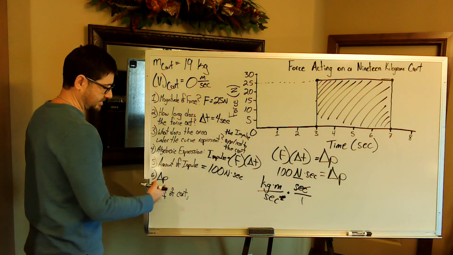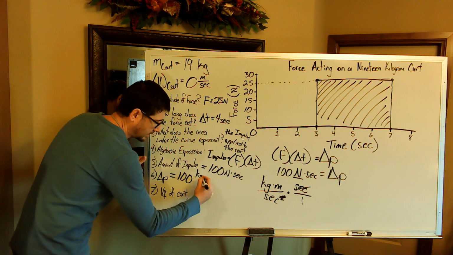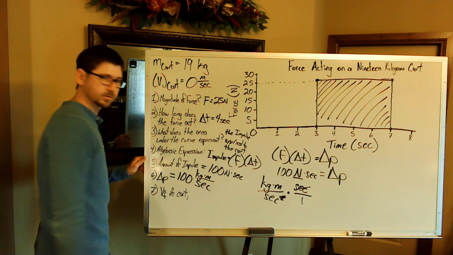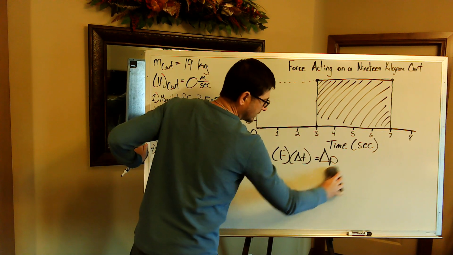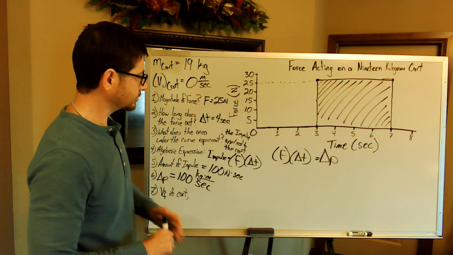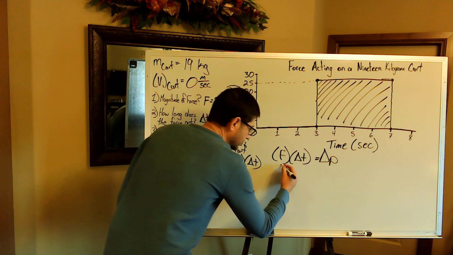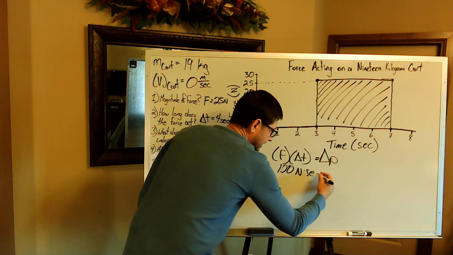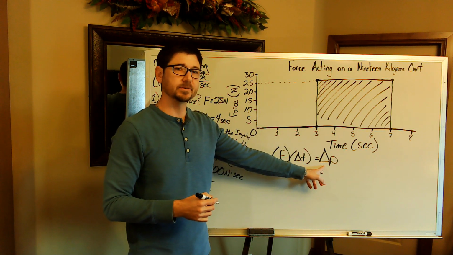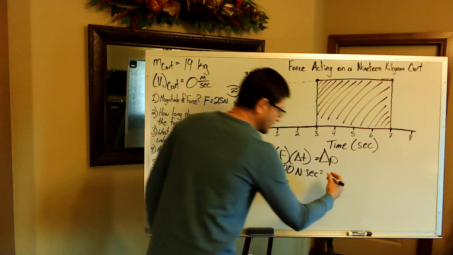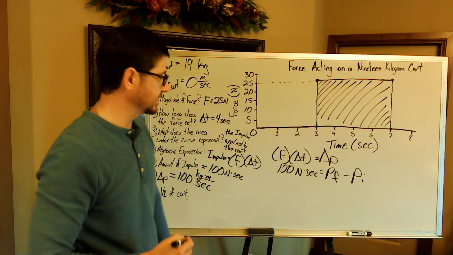So the answer to number 6, the change in momentum of the cart, is equal to 100 kilogram meters per second. Now on number 7, it wants to know what is the final velocity of the cart. Well, right here we know the product of the applied force and the time interval is 100 Newton seconds. Now on the right side of the equal sign here, we have the change in momentum for the cart. Now the change in momentum is equal to the object's final momentum minus the object's initial momentum.